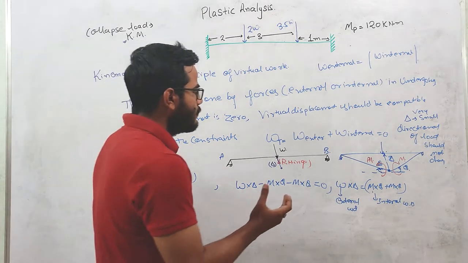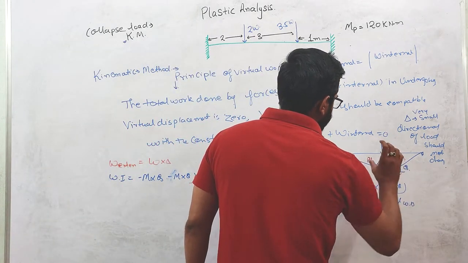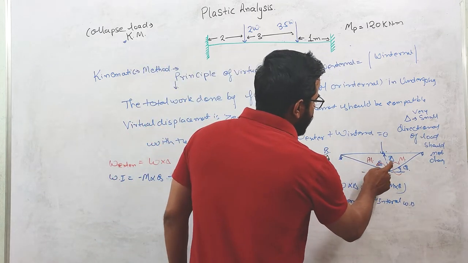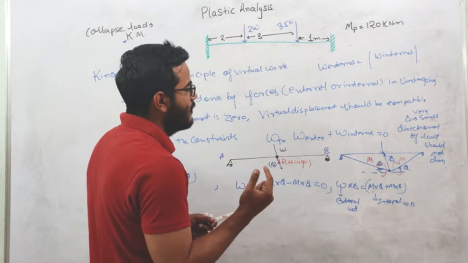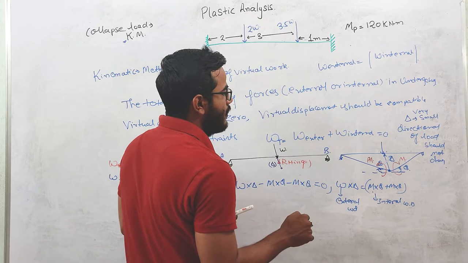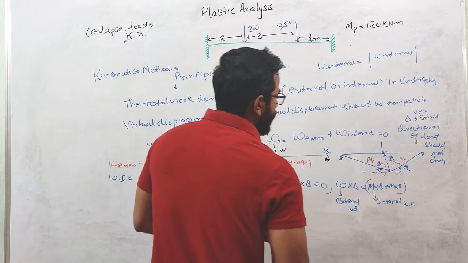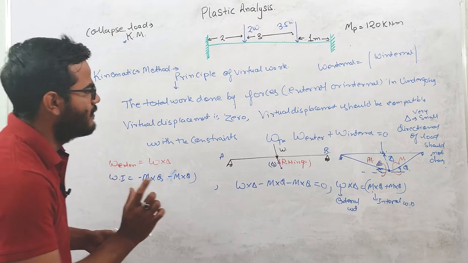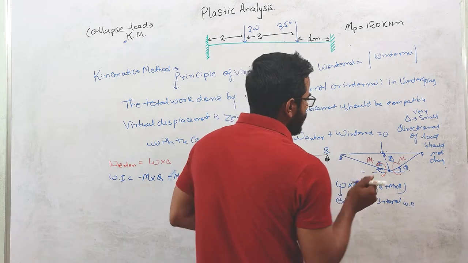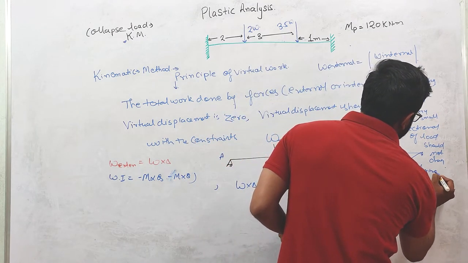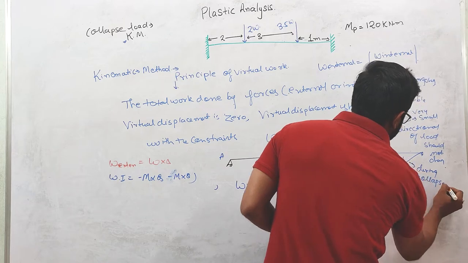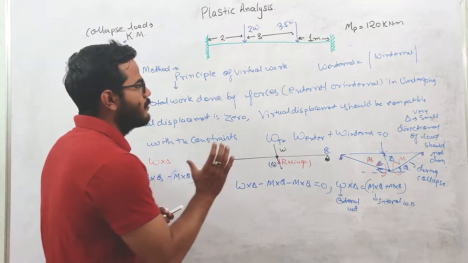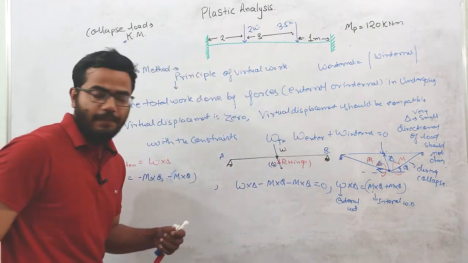This is the external load which is acting at this point, so the virtual work done will be W into delta. Remember that this delta is an arbitrary virtual displacement. This load is not causing this displacement; we are giving this displacement as delta. This is the principle of virtual work, and this deflection is during collapse. Remember that. Now we will be using this concept in solving this problem.